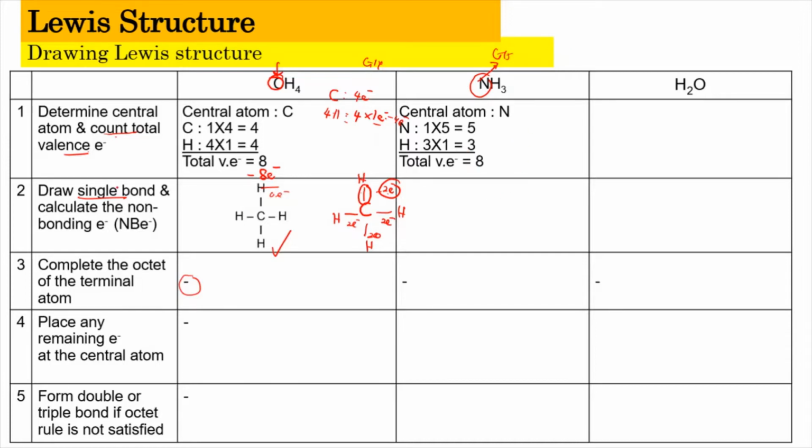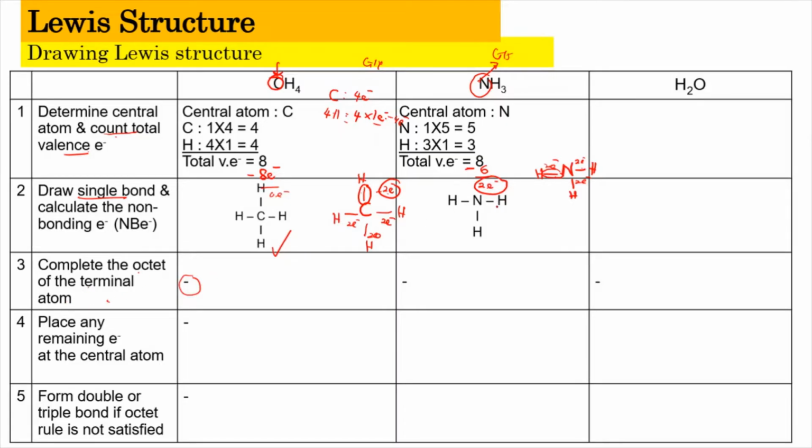Now we're going to make a single bond between the central atom and the terminal atoms. So we have nitrogen in the center, and then hydrogen, hydrogen, and hydrogen. We have made bonds between the central atom and the terminal atoms. So we have used up 2 electrons here, 2 electrons here, and 2 electrons here, because one single bond represents 2 electrons. So minus 6, we have a balance of 2 electrons. These 2 electrons would be used to complete the octet of the terminal atoms.